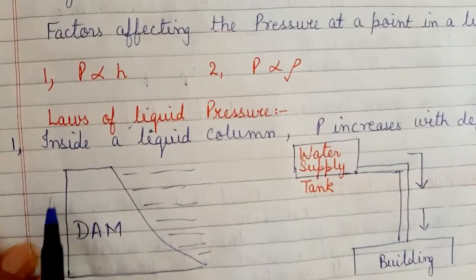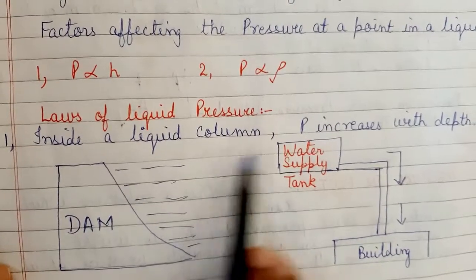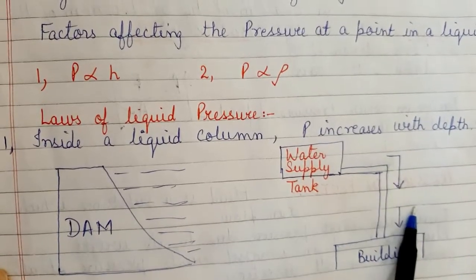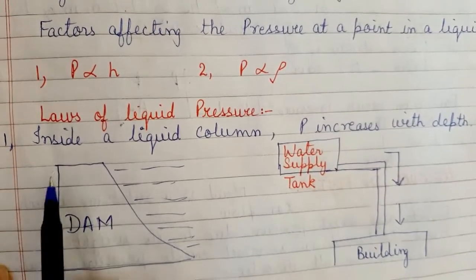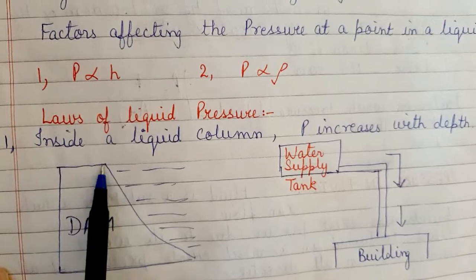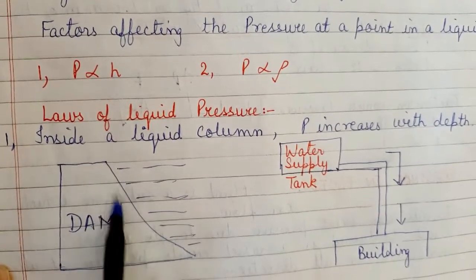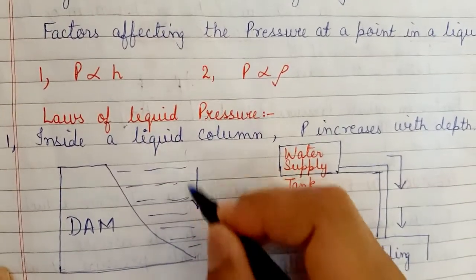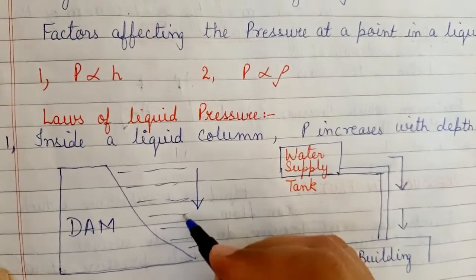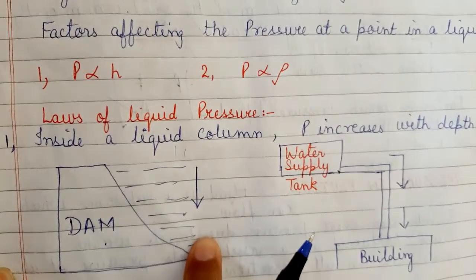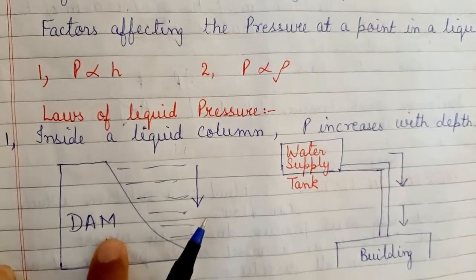Now let us look at the laws one by one. The first law of liquid pressure is that inside a liquid column, the pressure increases with depth. Now let us look at a few examples which I have picked up from our day-to-day life. In the case of a dam, it is always narrow at the top, and as you go down, the wall of the dam becomes broader. The reason behind this is that as we move down, the depth increases and therefore the pressure exerted by the water on the dam also increases. Therefore, to withstand that tremendous pressure, the dam is broader towards the base.